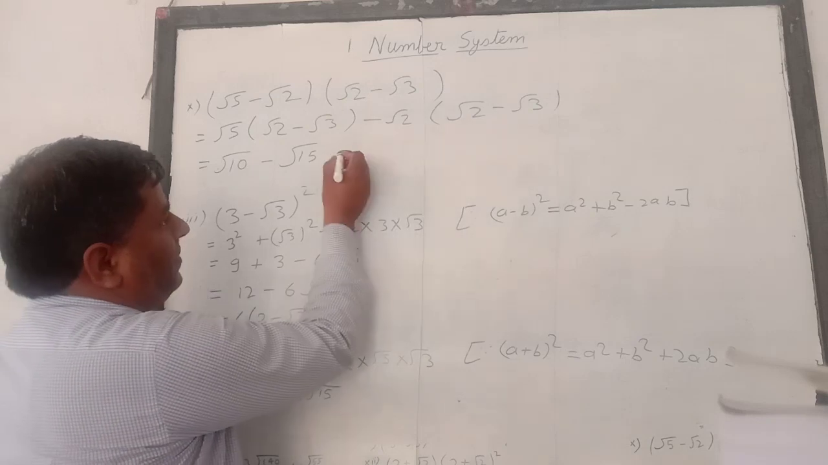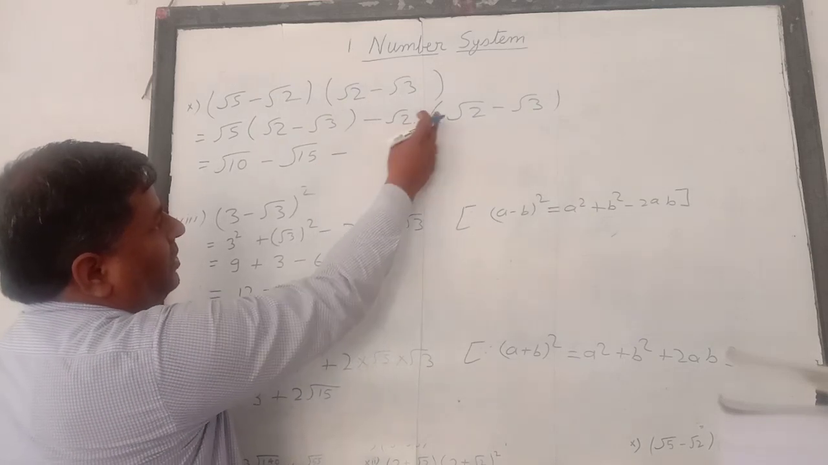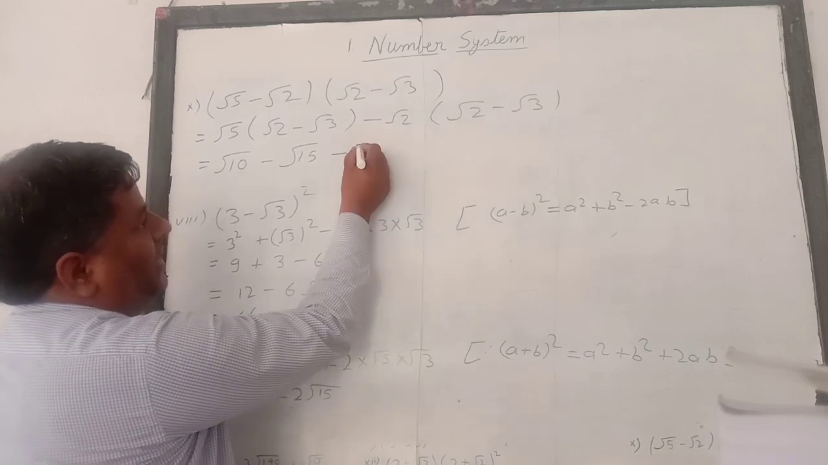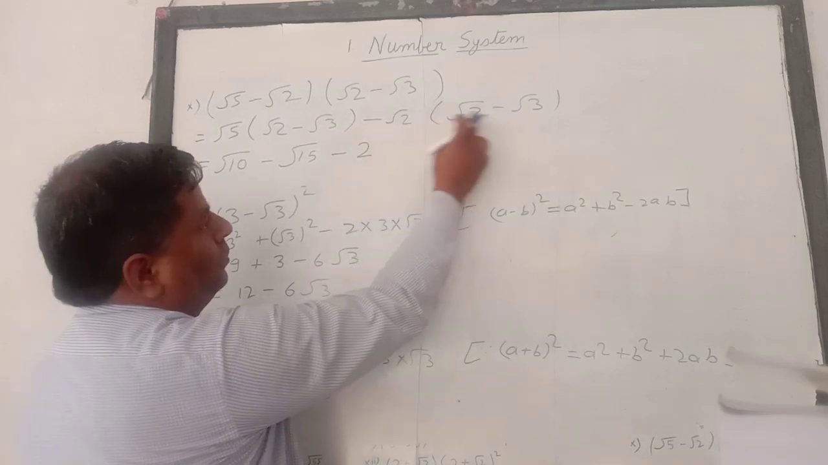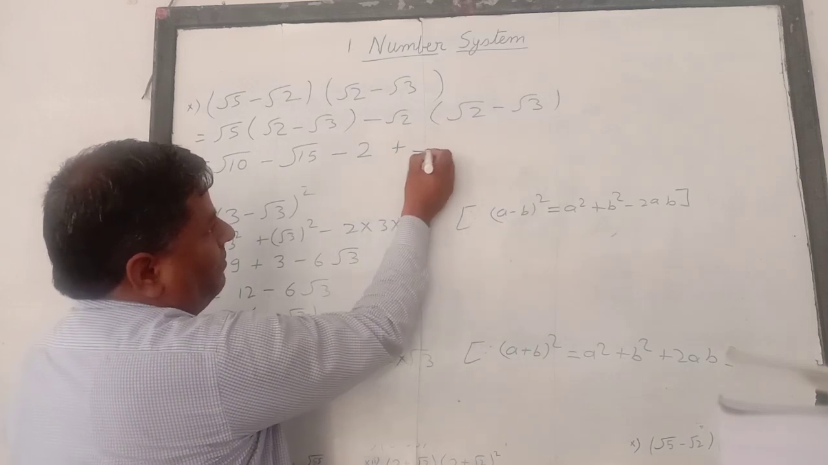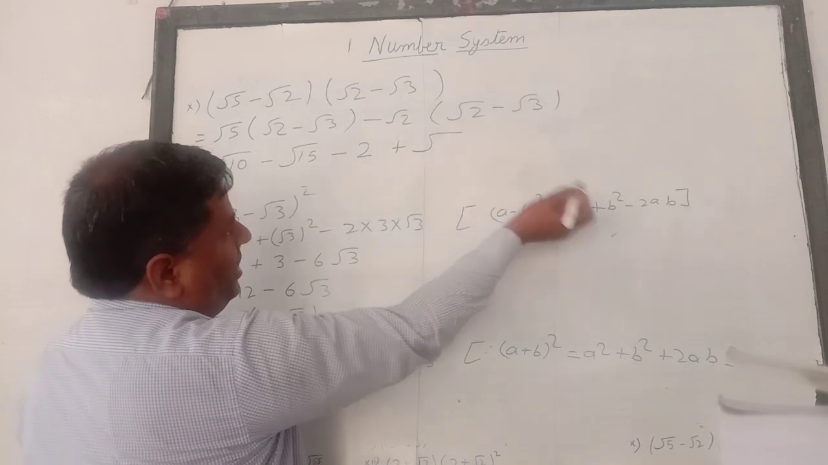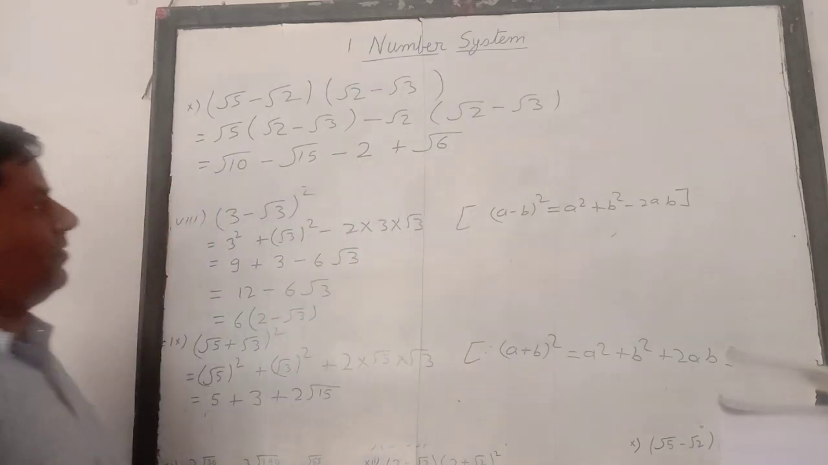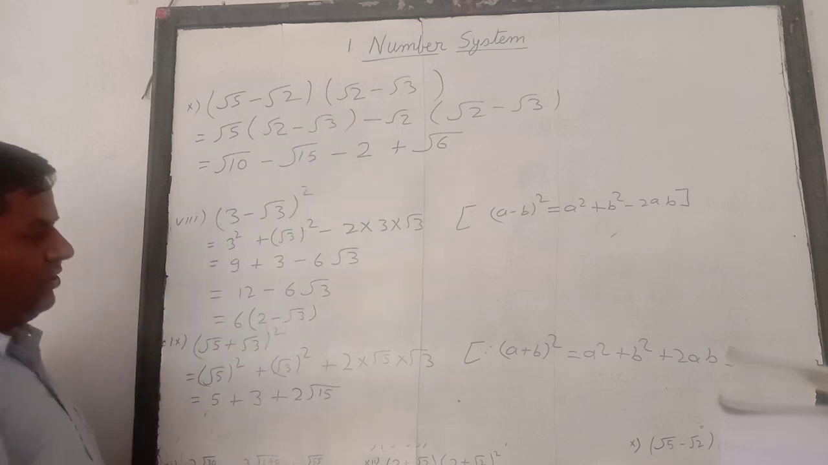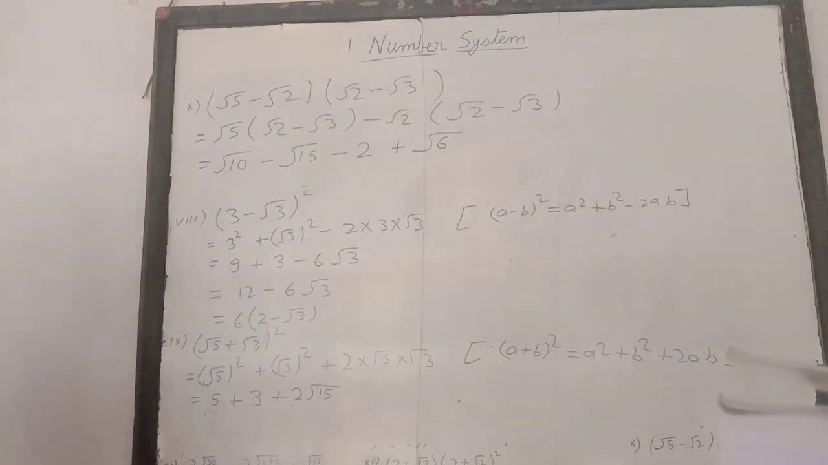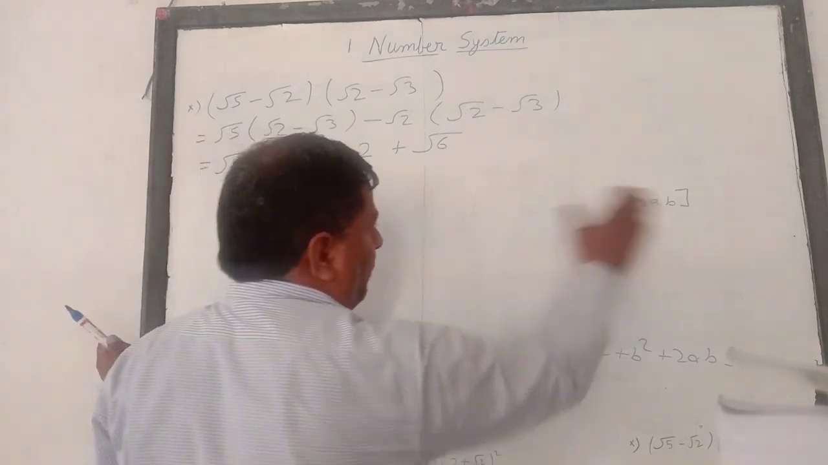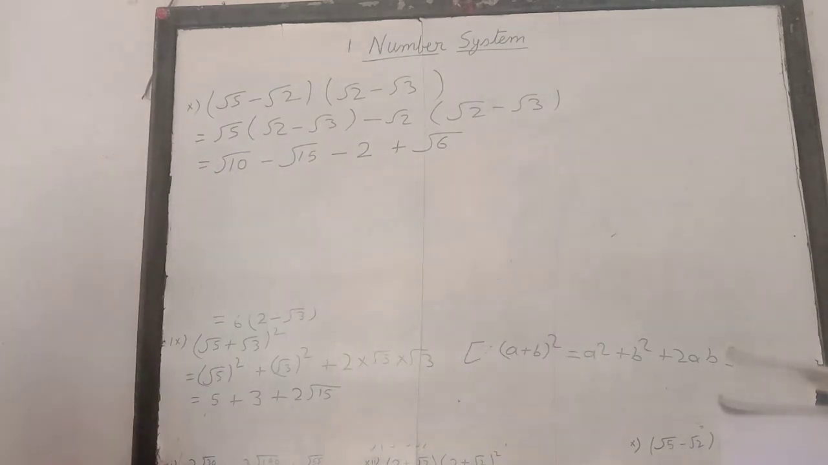Next we will multiply this, so minus into plus will be minus, so √2 into √2 will be 2, and minus into minus is plus, so we have √2 into √3, that is √6. So can we do anything more? No. So this is our answer. If it is not based on an identity, we have to use the simple multiplication or division method. So let's take one more example.